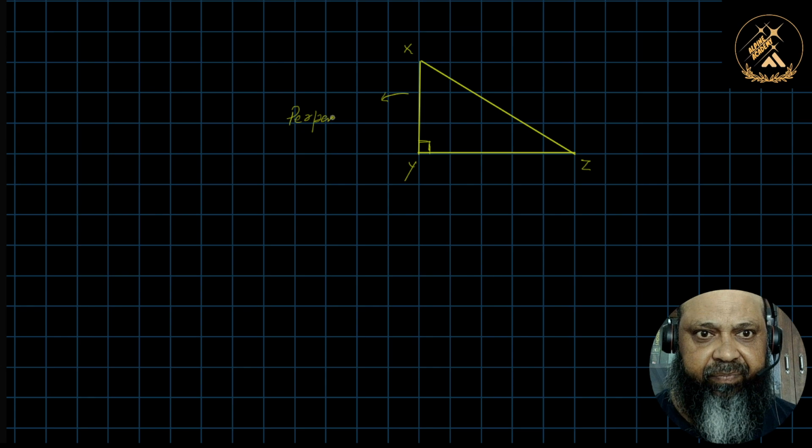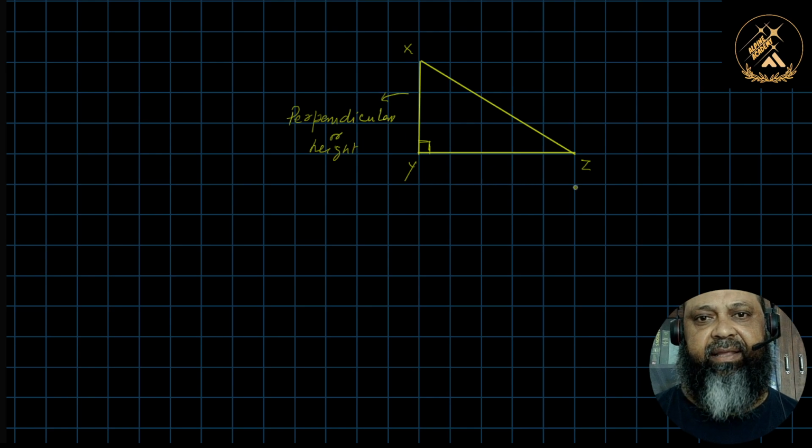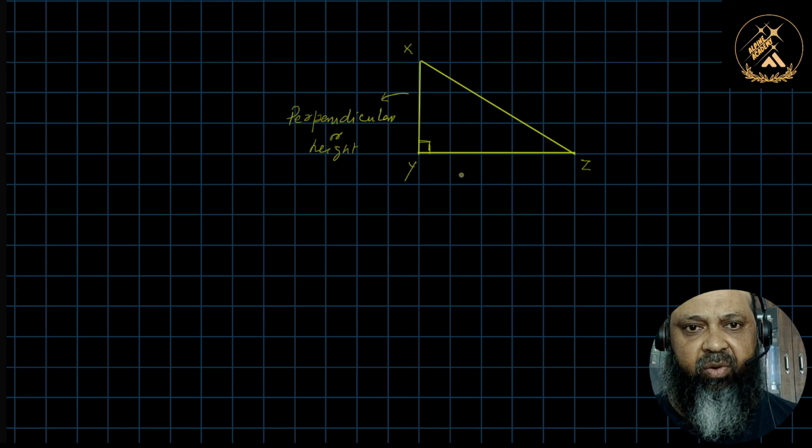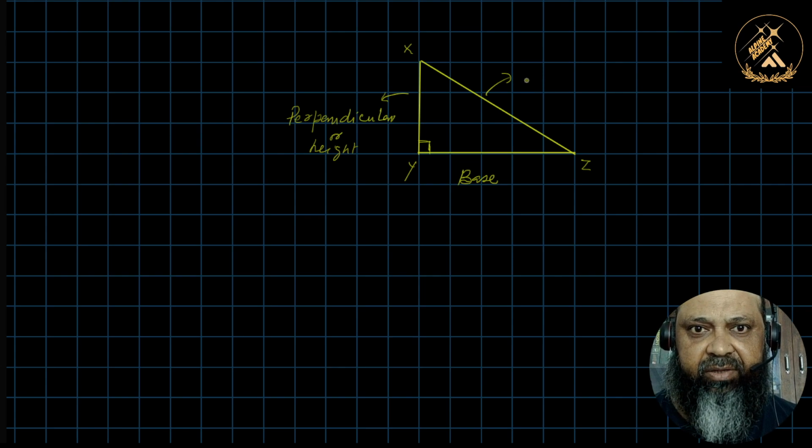The perpendicular, or you can say the height; both words you can apply here. The other line, YZ, is known as the base. And this third, diagonal line, which is the longest one, is known as the hypotenuse.